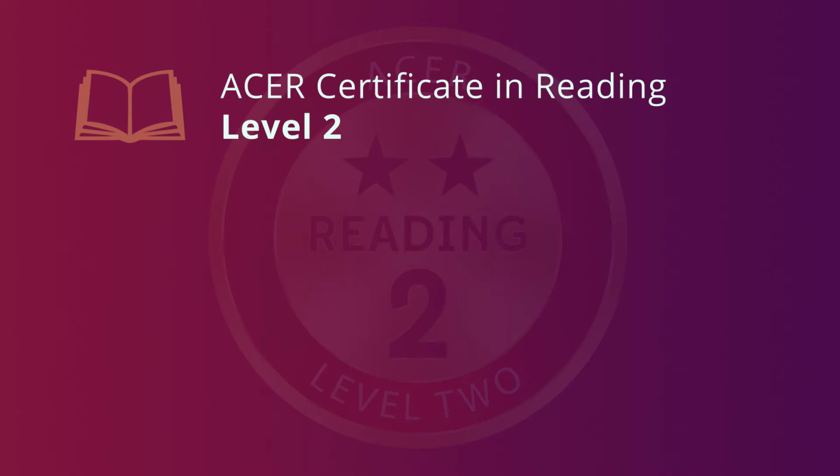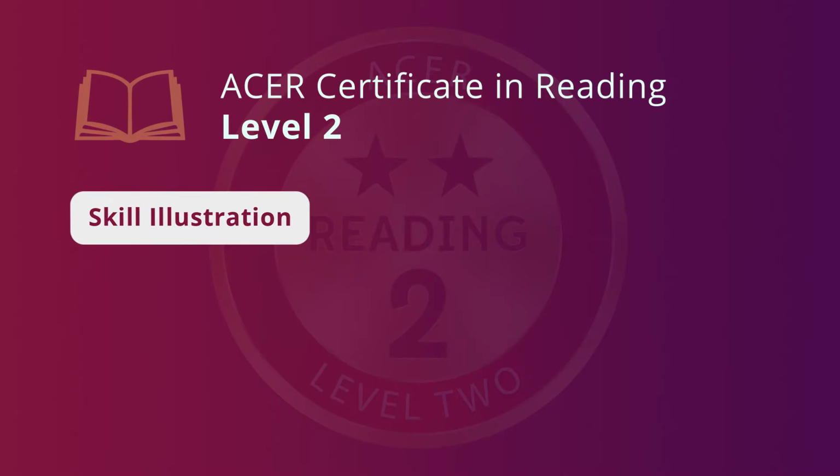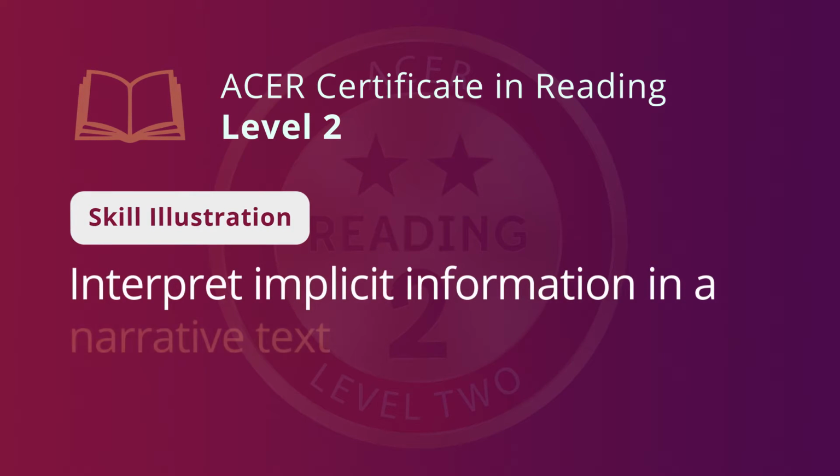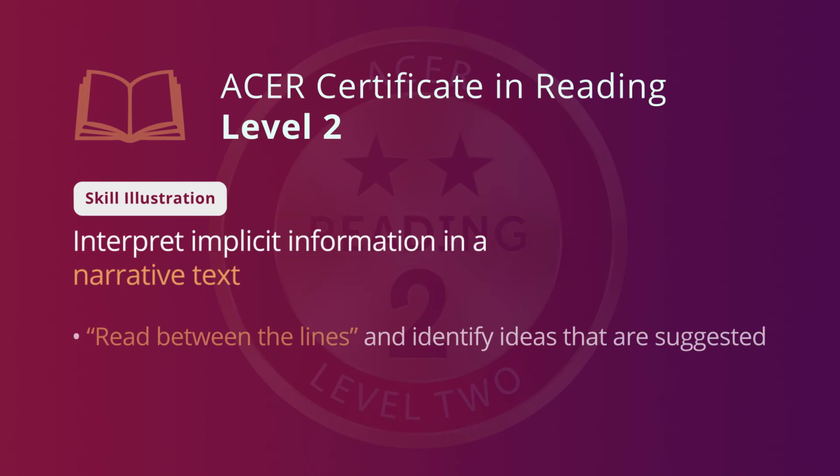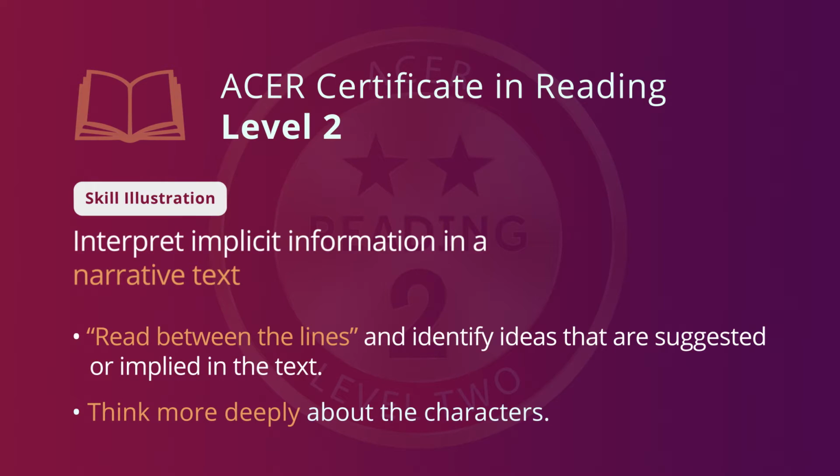To achieve the ACER Certificate in Reading Level 2, students may need to demonstrate their ability to interpret implicit information in a narrative text. This requires students to read between the lines and identify ideas that are suggested or implied in a text. It's an important skill because it can help a reader think more deeply about the characters and understand their motivations within a narrative text.